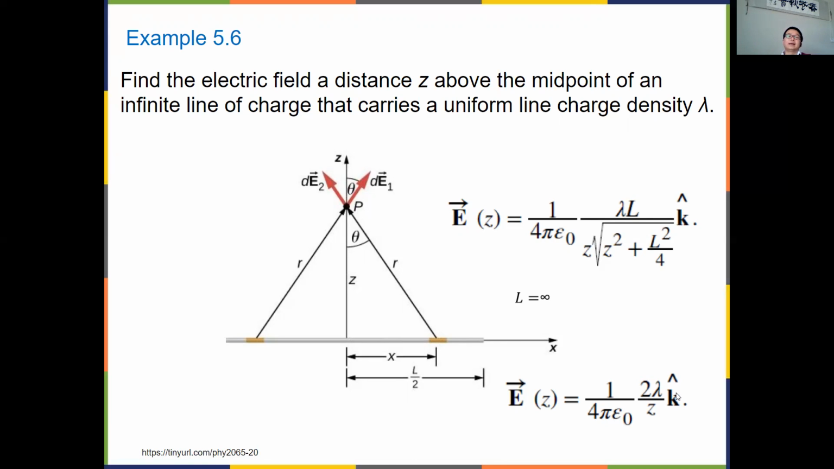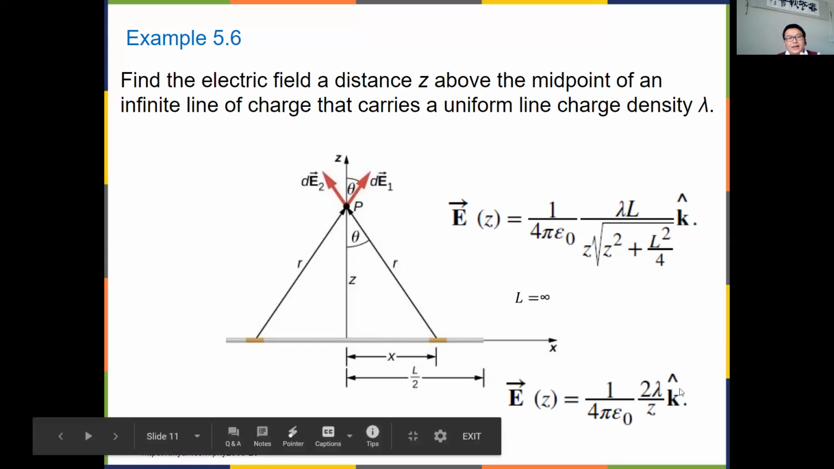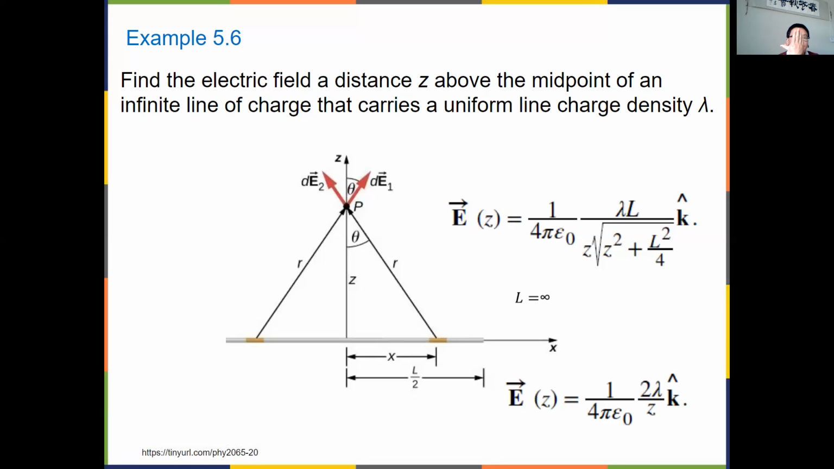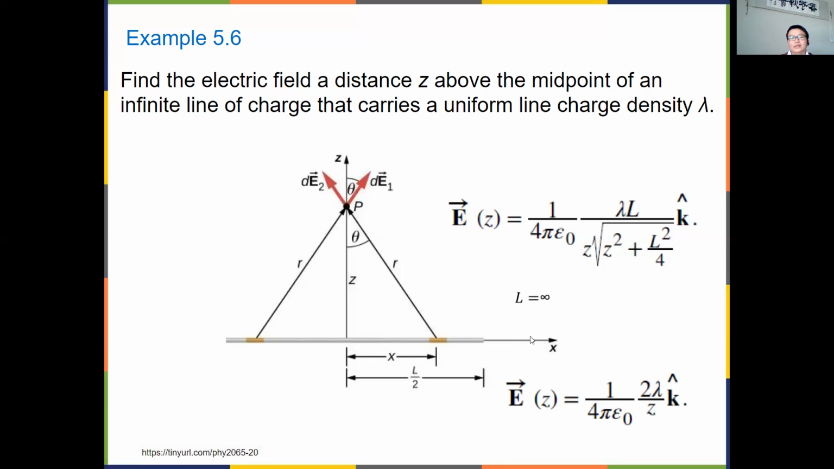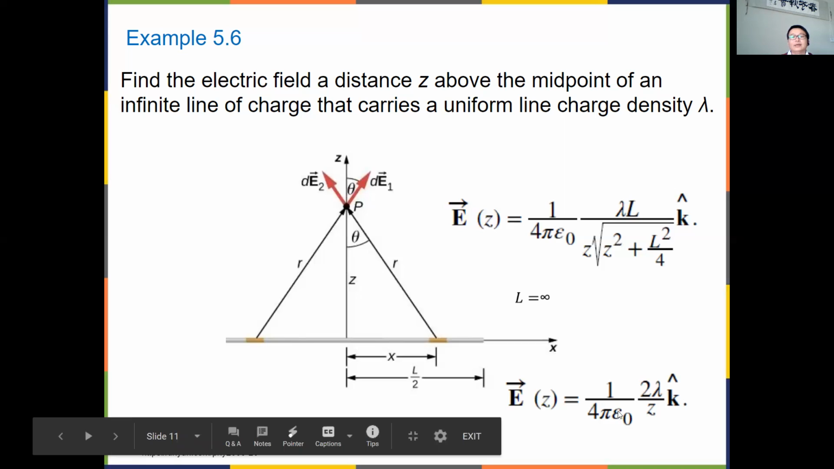In this case, k is perpendicular to x. If you are examining this situation in three dimensions, you can think of x as being in the direction of your thumb, then z could be in this direction, perpendicular to it, or it could be in some other direction. So basically it says the direction that is perpendicular to x, and this is your electric field. If L is very large, if you have an infinitely long wire here, then that's what you get: 1 over 4 pi epsilon times 2 lambda over z. z is the distance from your point of interest to the wire.